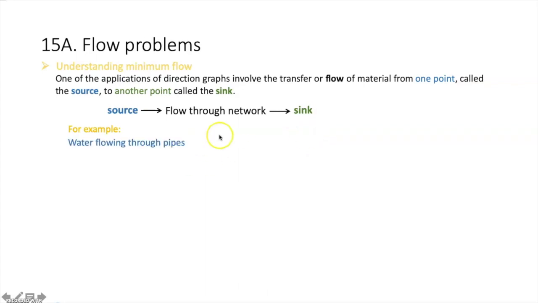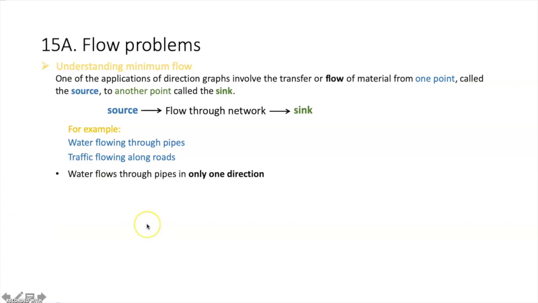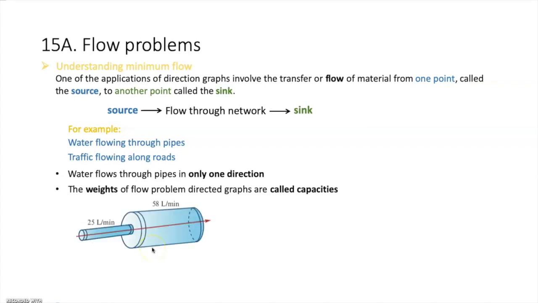Some applications could be, how do we understand water flowing through pipes, or traffic flowing along the roads? Water flowing through pipes is only allowed in one direction. The weights of a flow problem on a directed graph are called capacities. The diagram below shows two pipes with different capacities joined together, connecting the source of water to the sink.